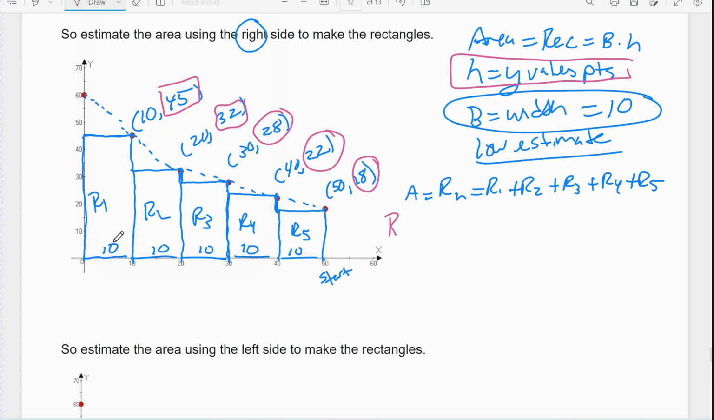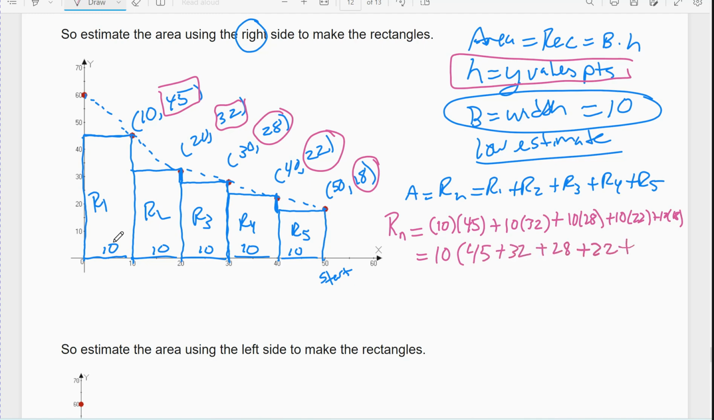And so when I use my right Riemann sum, area of the rectangle 1 is going to be 10 times 45, right? That's the height. Rectangle 2 is going to be 10 times 32. Rectangle 3 is going to be 10 times 28. 4, if I can squeeze them in there, 10 times 22. And the last one, 10 times 18. Again, you could do this 10 times the sum of all the heights, which would be 10 times 45. Oops, not 44. 45. Plus 32, plus 28, plus 22, plus 18.